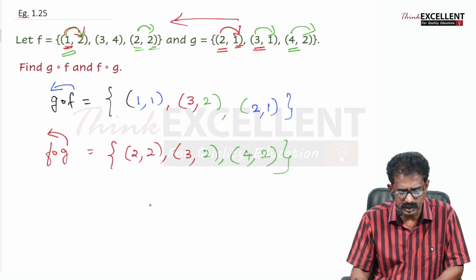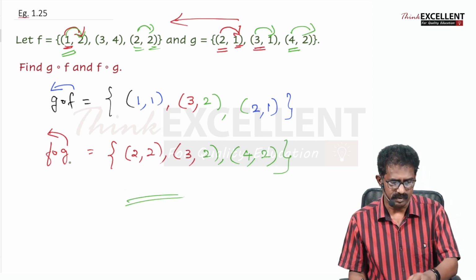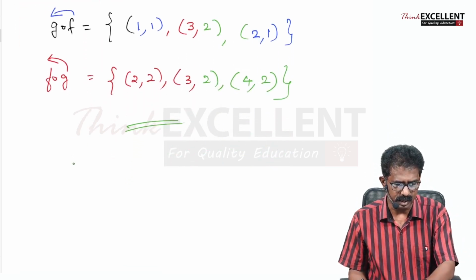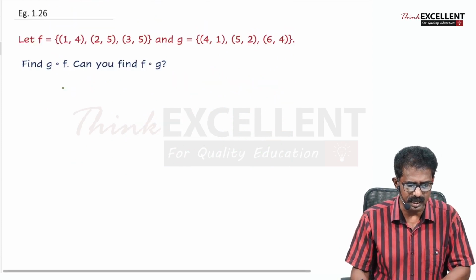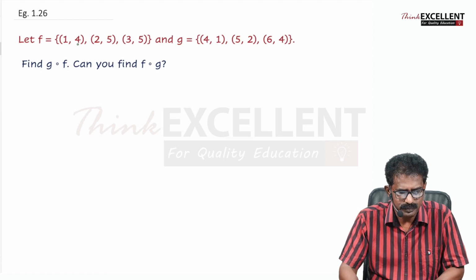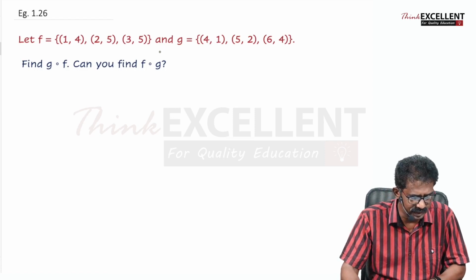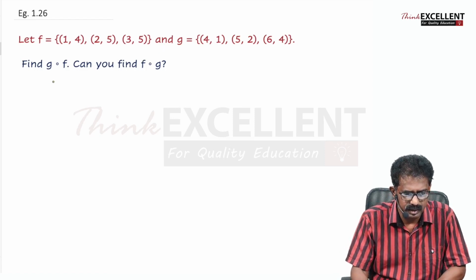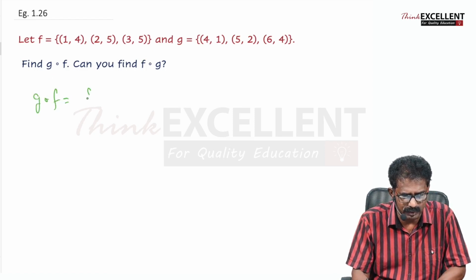So hope you understood. This is how we have to find F composed G and G composed F if the function is given as an ordered pair. See one more question. F, G given, right? What did they ask to find? First they asked to find G composition F. So now you know that thoroughly, right?